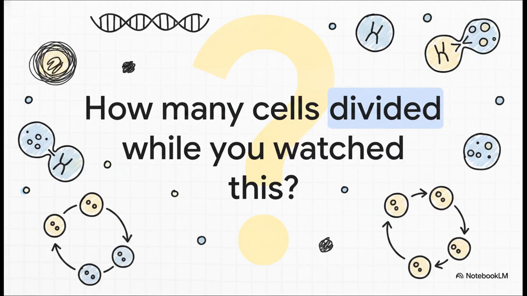Just while we've been sitting here running through this explainer, millions upon millions of your own cells have successfully completed this exact cycle. They unpacked their chromatin, replicated their DNA, lined up perfectly on their microscopic equators, and divided, all just to keep you alive and functioning. It really leaves us with a profound appreciation for the invisible biological factories constantly working inside of us.